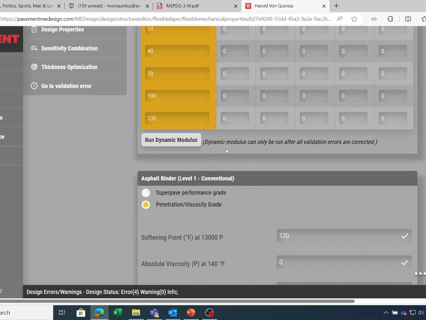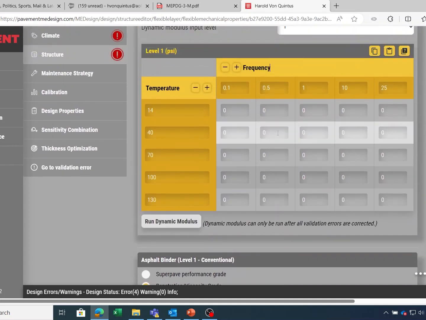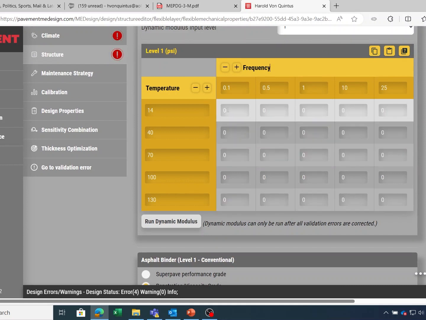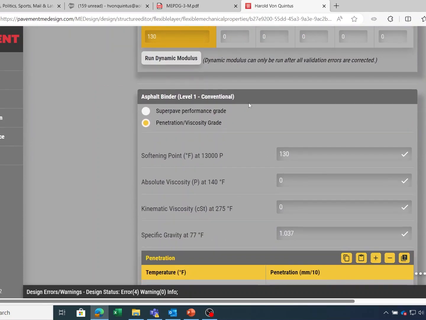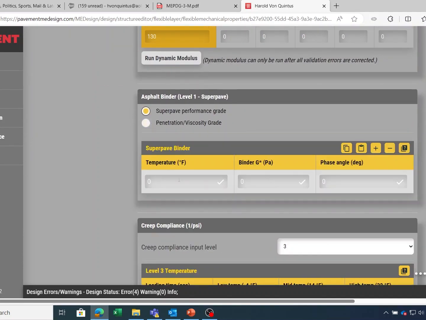And then the program calculates the dynamic modulus master curve. All the user has to do for input level 1 is enter the data or input the data from an XML Asphalt library, and then the program will generate the dynamic modulus master curve.